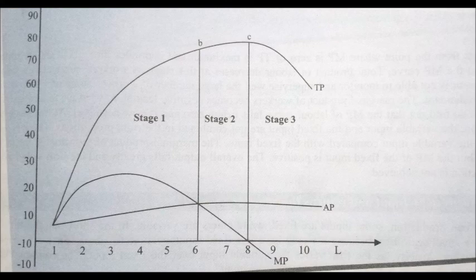The stage where the rational firm will produce, because output and profits are maximized. Stage 1 and 3 are uneconomic stages of production. The producer will not maximize output and profits in these stages of production. Let's discuss the 3 stages as follows.